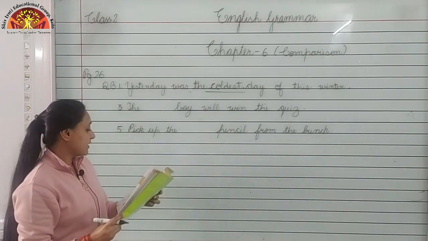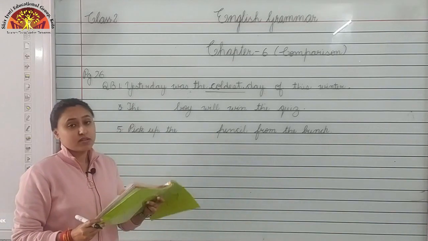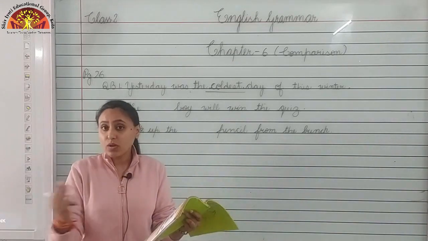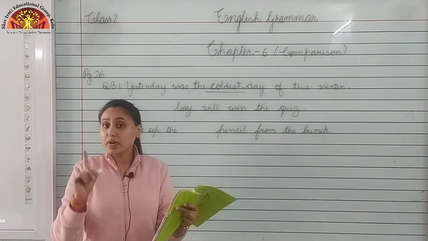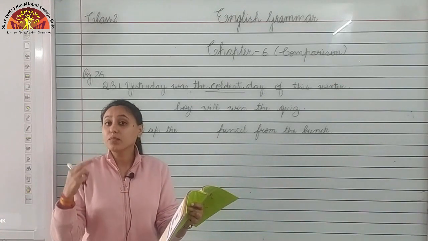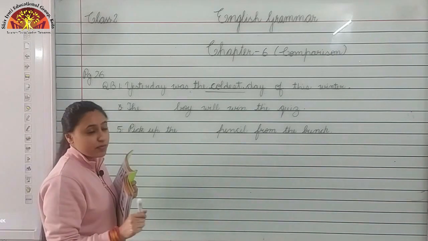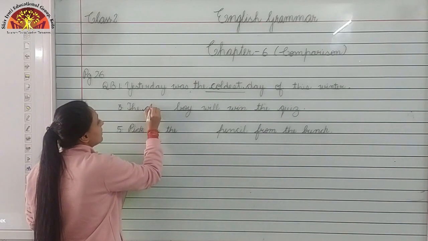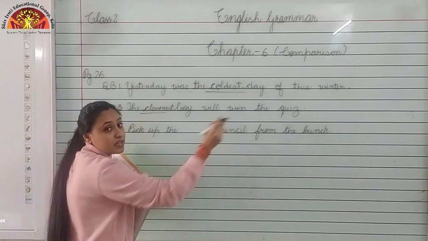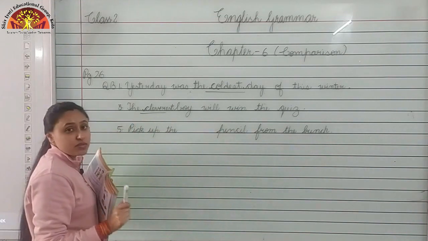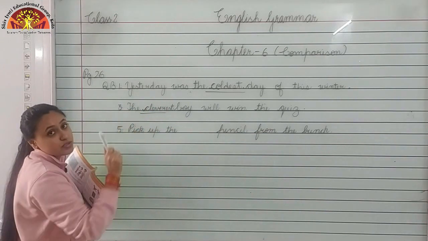Okay. Now look at number 3. The dash boy will win the quiz. So children, the quiz is conducted among all the children. And we are talking about one boy. So we are comparing more than two things. Okay. So we will use the est form. So the cleverest boy will win the quiz. So the adjective we used here is cleverest. It ends with est and the article the is used over here.